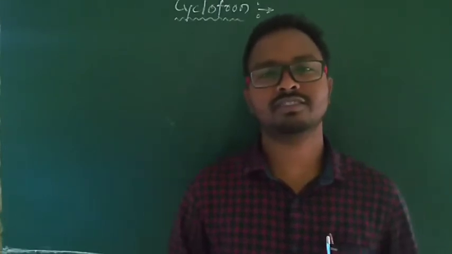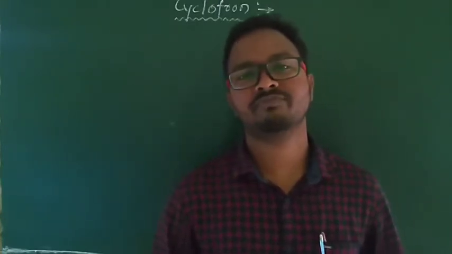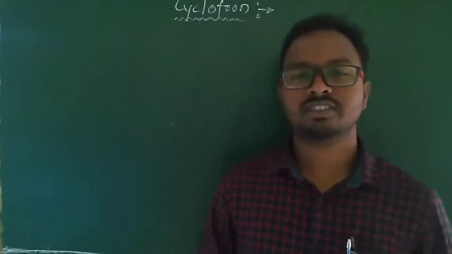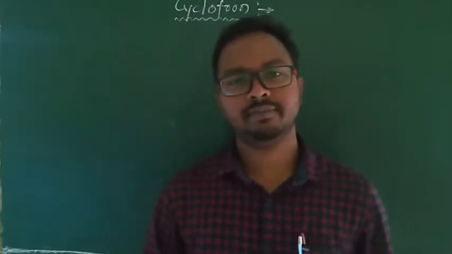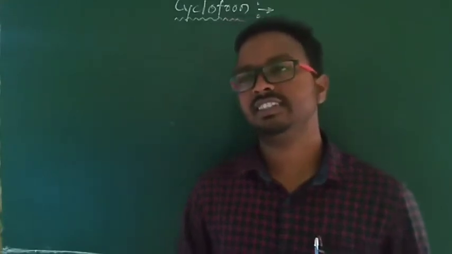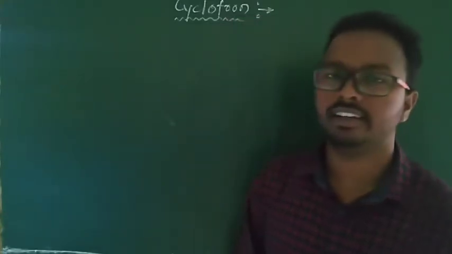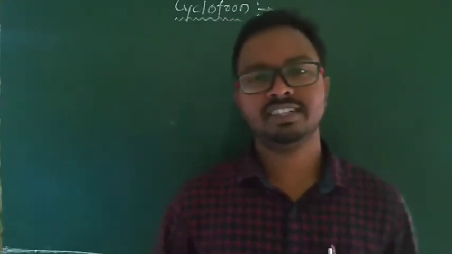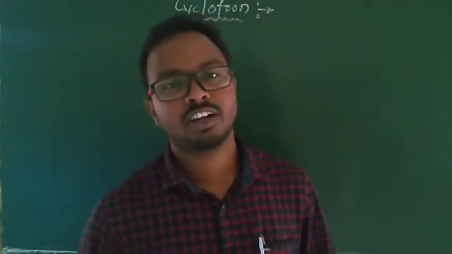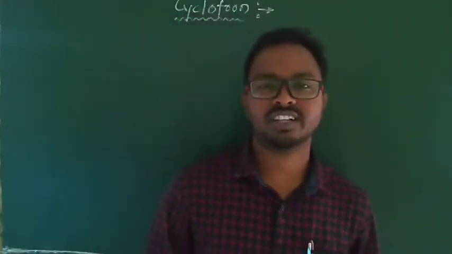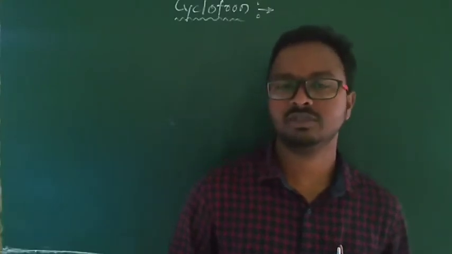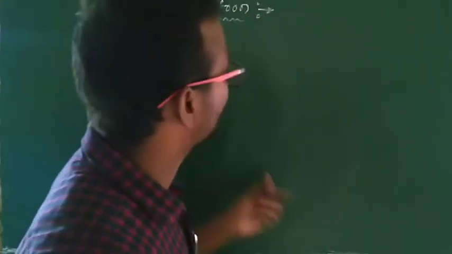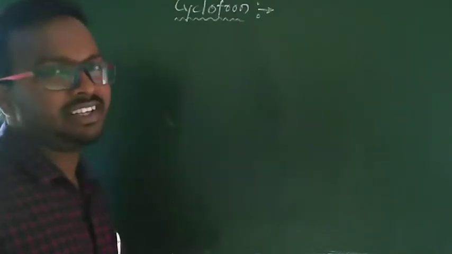Last class we discussed what is a moving coil galvanometer, and what is the conversion of a galvanometer to a voltmeter and ammeter. We discussed clearly in our previous classes what is voltage sensitivity, what is the meaning of current sensitivity, and how current sensitivity and voltage sensitivity can be increased. Clear? Okay. But today we will go for a new concept that is known as cyclotron.